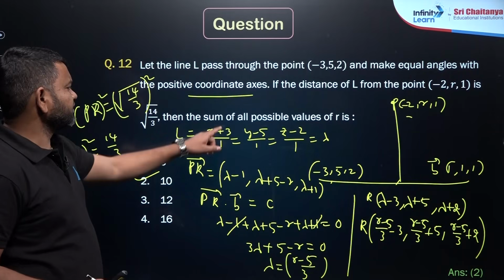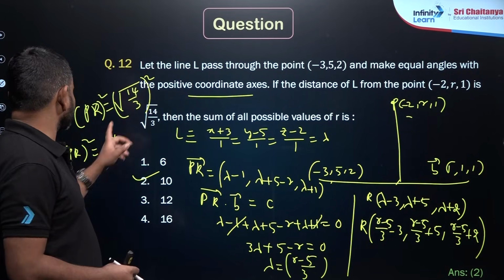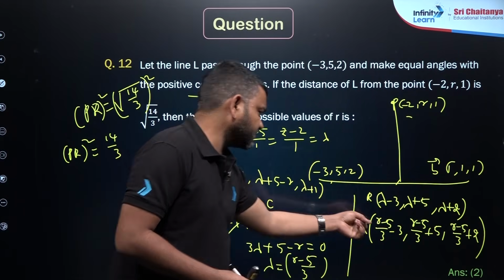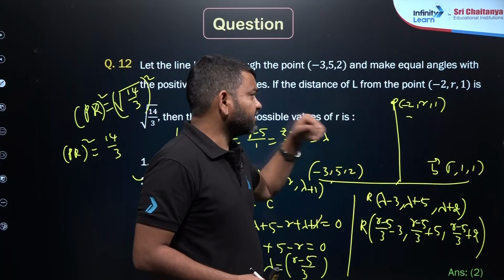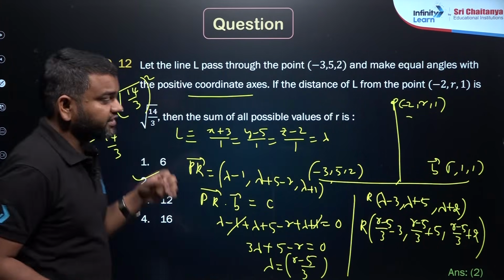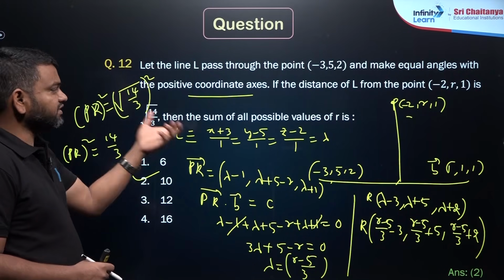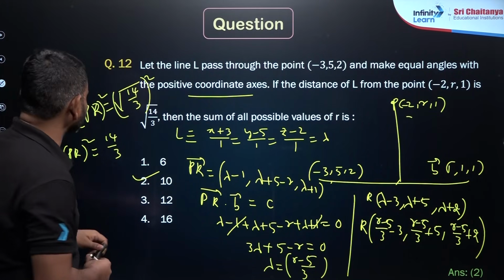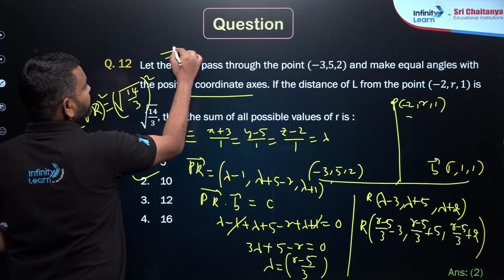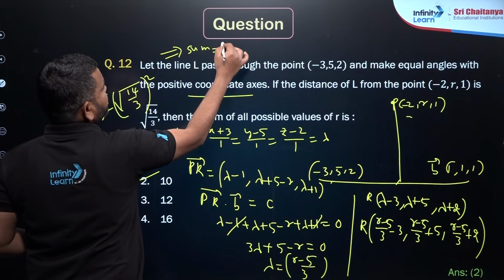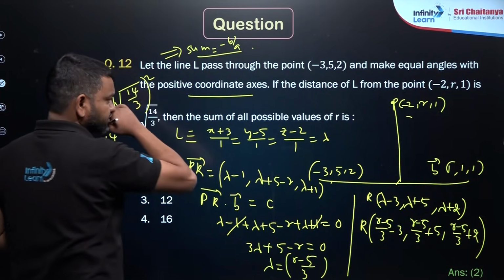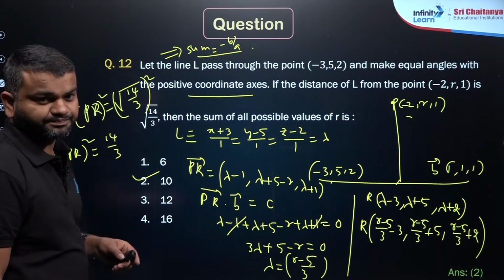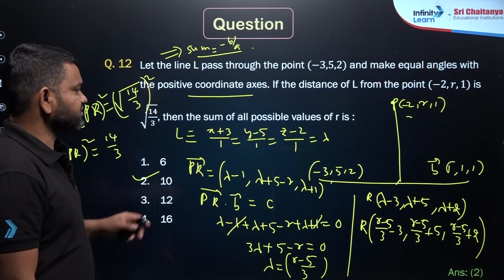And here the sum of all possible values they are saying. So you know here you are having r in terms, and when you are writing the distance formula, it is going to give you a quadratic equation. When you get the quadratic equation, you don't even have to solve the equation. You are going to write sum as minus b by a. So using minus b by a, you will get your answer there. All right, that will be the answer for this one.